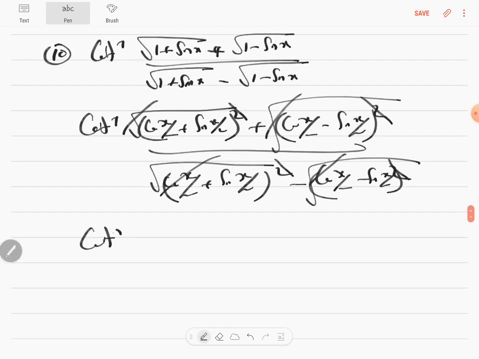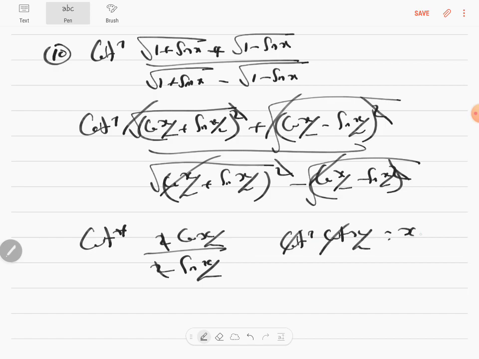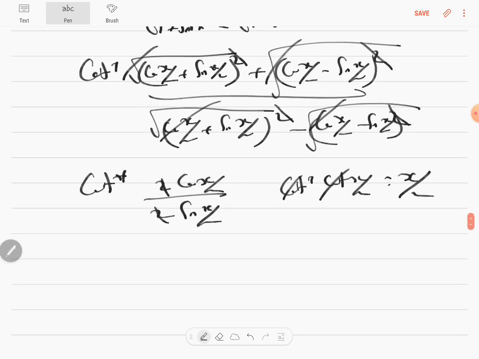So you will get cot inverse of 2 cos x/2 by 2 sin x/2. The 2 and 2 get cancelled, cot inverse of cot x/2, so thus the answer itself will be x/2. So next question.